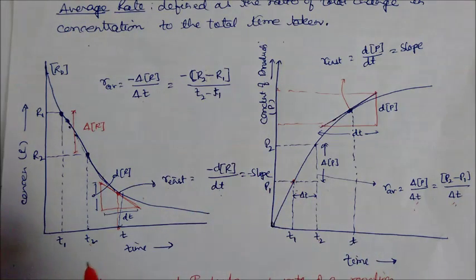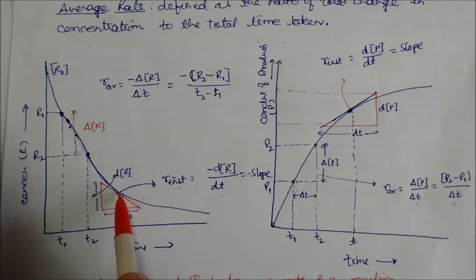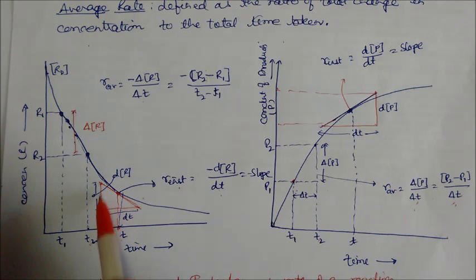There is one more rate, which is called the instantaneous rate. For the instantaneous rate we require a slope. Slope means you take any point. This point is coming at time t. So at this time t, how do we find the slope? You have to draw a tangent. If you draw the tangent and make a triangle, this distance will be your small dr, and this is your small dt time interval.